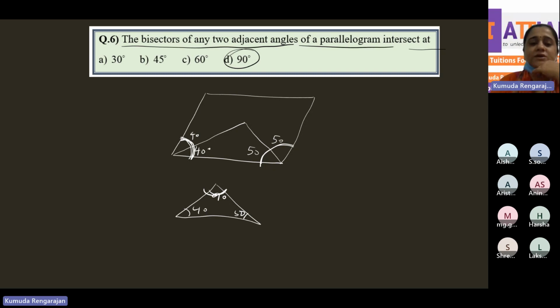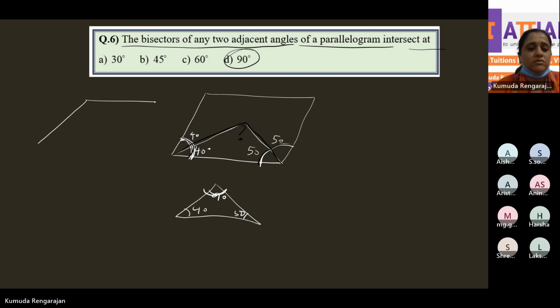You'll have to take any two adjacent angles. That's the first step. Any two adjacent angles. Then their bisectors. They meet like this. You need to prove that this angle is 90 degrees. That's it. That's the property. It's always 90. It's not for this sum. It's always 90. And you can check the result using different values for the adjacent angles.